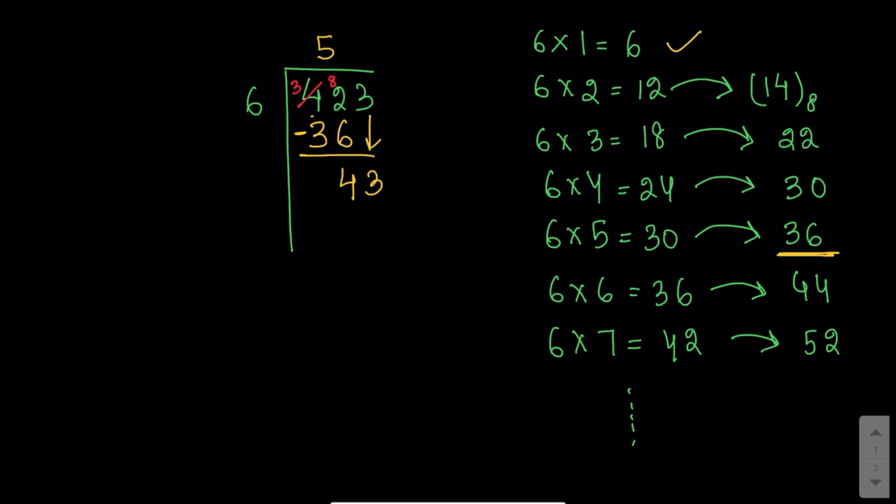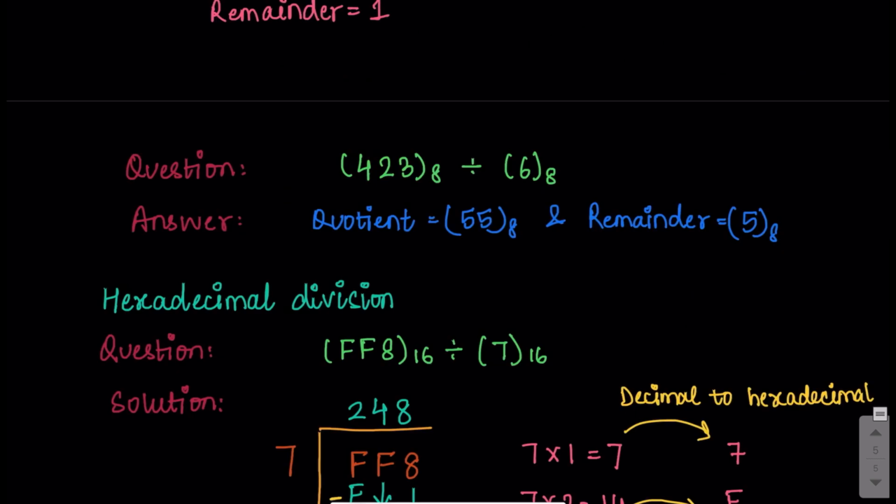Now we have 43. The nearest number is again this only. So we will write 5 again, and we have 36. Again we will perform the octal subtraction, and again you have a larger digit being subtracted from a smaller. So we need a borrow, and we borrow the base, that is 8. 8 plus 3 is 11, minus 6 is 5. So we have the quotient as 55 and the remainder as 5. So in this way we can perform the octal division.